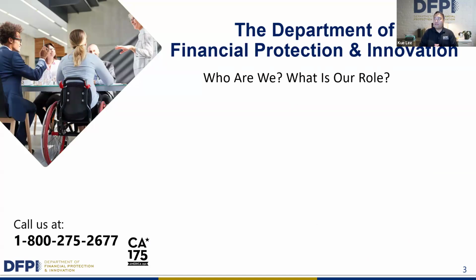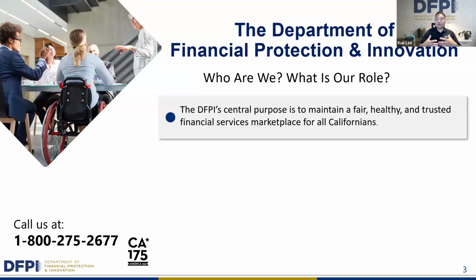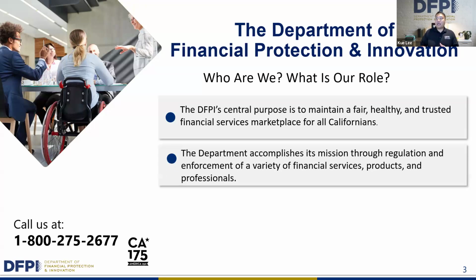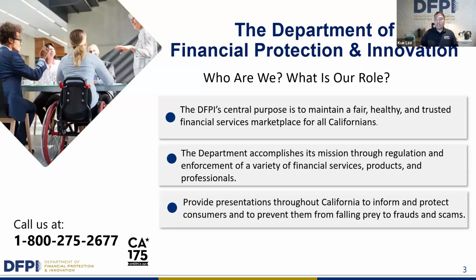Let's just quickly talk about the DFPI. Who are we? What is our role? What do we do? The DFPI's central purpose, we are California's financial regulator. We maintain a fair, healthy, and trusted financial marketplace for all Californians. We do this by regulating and enforcing a number of California financial laws on a variety of financial services, products, and professionals. We also provide free presentations all throughout California, in person, virtually, just like this webinar, to help inform and protect consumers and to prevent them from falling prey to frauds and scams.